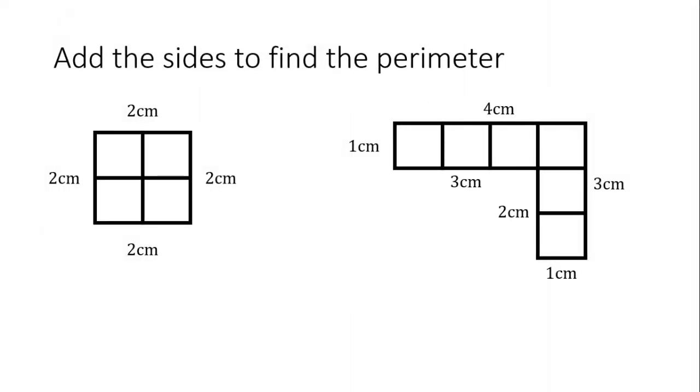Now it's your turn. I want you to add the sides of these shapes to find the perimeter. In this case, I've already written the measurements for you just to make it a little bit easier for the first go. Press pause to write down your answers, and then press play to check them to see if they're right.